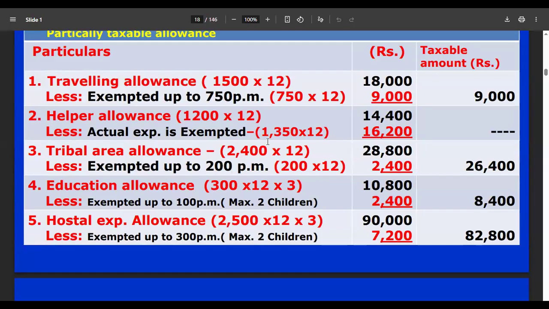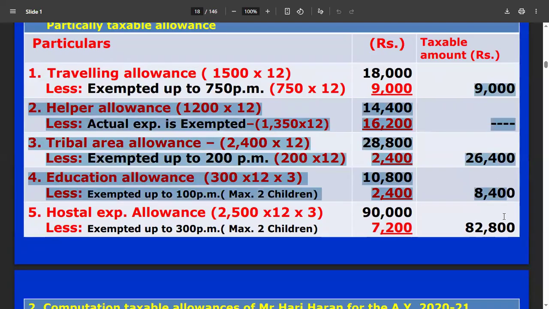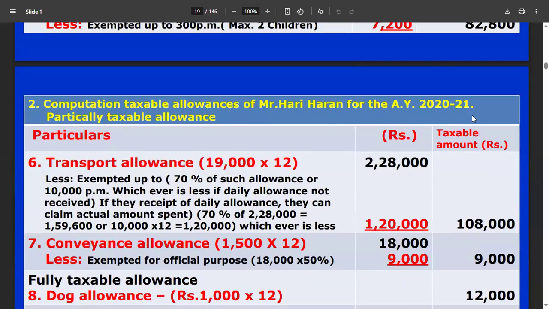Now here the limit is given as 2,400, that is 1,200 per child. But for hostel, the limit is 1,500. So again, this rate will come down. So the first thing, I'll understand the nature of expenses. I'll find out what the limit is, and based on that, I'll find which is exempted and which is taxable. And then I have taxable allowances, and all these taxable allowances, which are mentioned in column 3, will be added back to the salary for calculation of income tax.